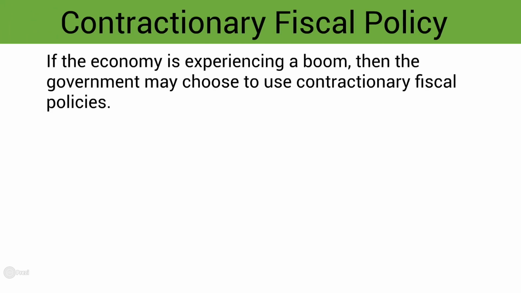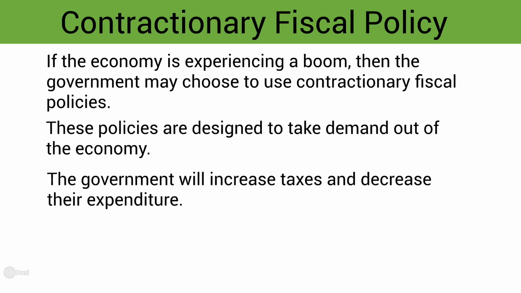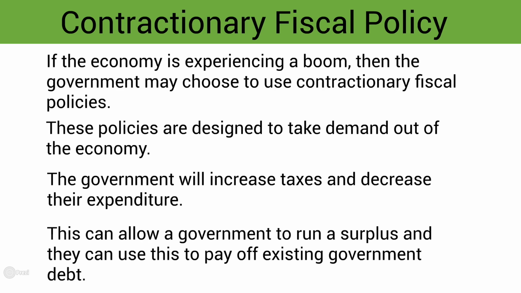We also have contractionary fiscal policies. If the economy is experiencing a boom, then the government may choose to use contractionary fiscal policies. These policies are designed to take demand out of the economy. Contractionary fiscal policies are increases in taxation and decreases in government expenditure, or both of these at the same time. Contractionary fiscal policies can allow a government to run a budget surplus, and they can use this surplus to pay off existing government debt.